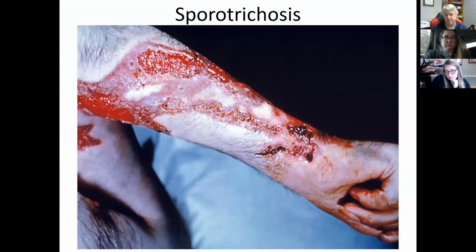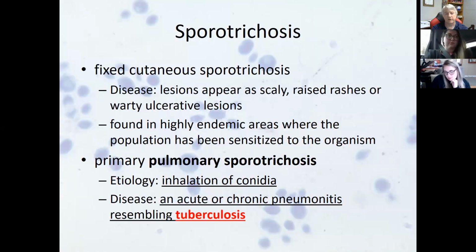Lesions appear as scaly, raised rashes. So these are fixed cutaneous ones. So there are going to be different presentations of sporotrichosis. Raised rash, warty ulcerative lesion, found in highly endemic areas where the population has been sensitized to the organism.